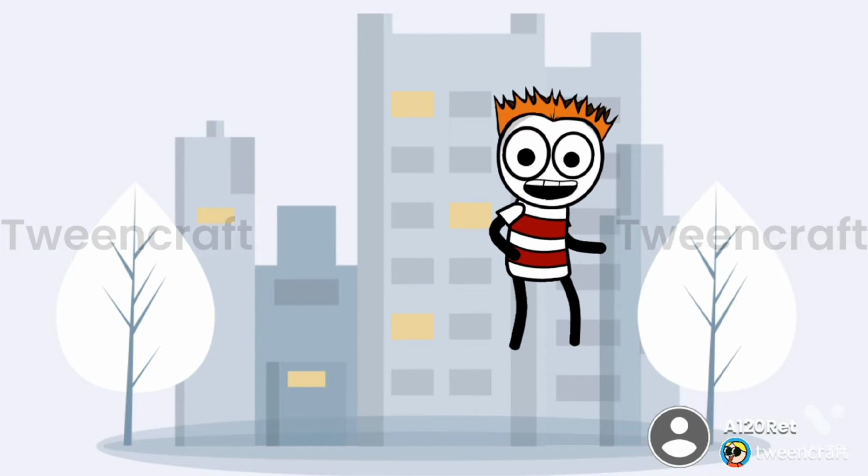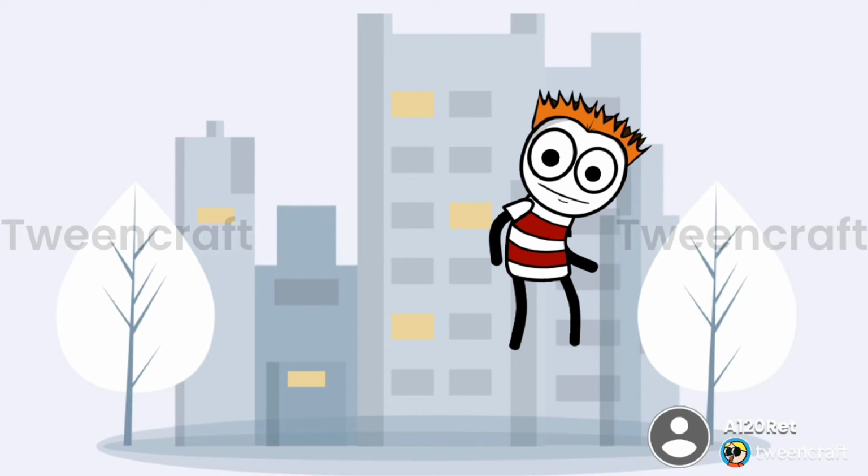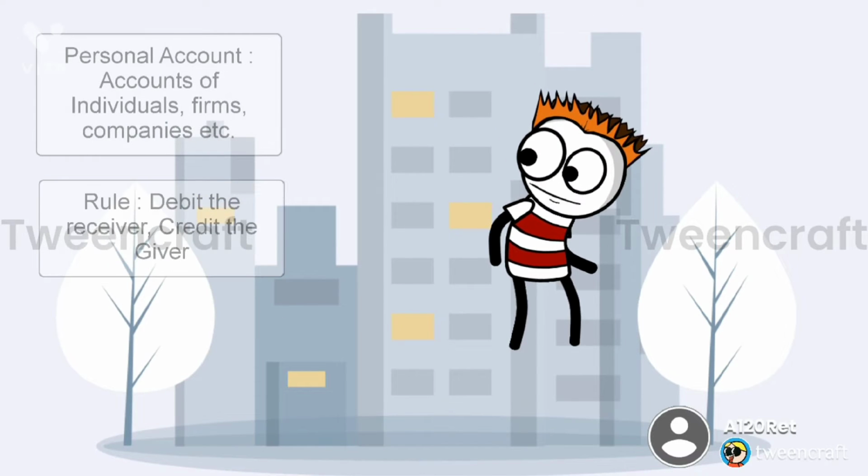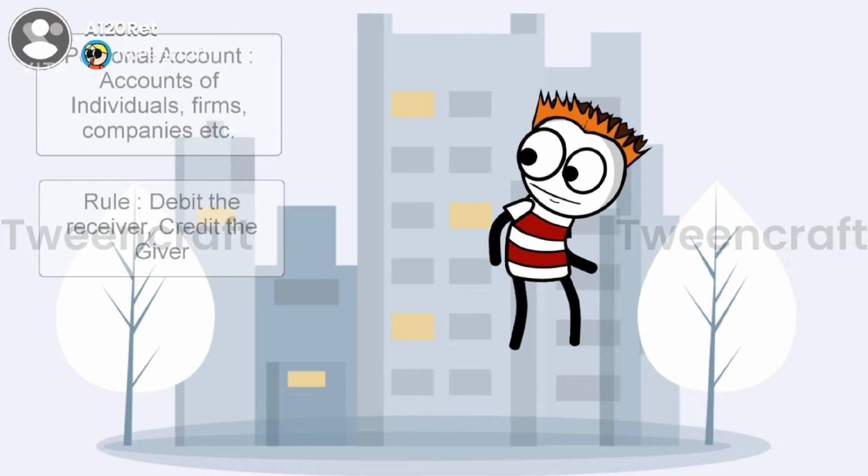First let's understand what are personal accounts. Personal accounts are accounts of individuals, firms, companies, entities, etc. Examples of personal accounts are accounts of Ram and Company, a customer or debtor, and Javeri and Company, a supplier of goods or creditor. The rule for personal accounts is debit the receiver and credit the giver.